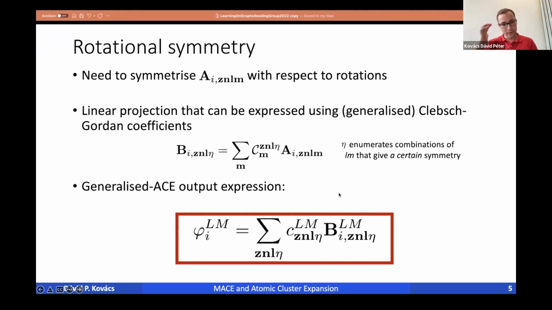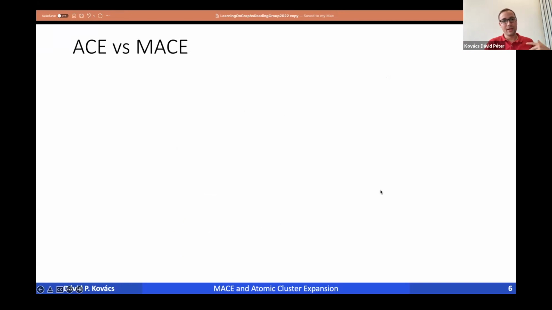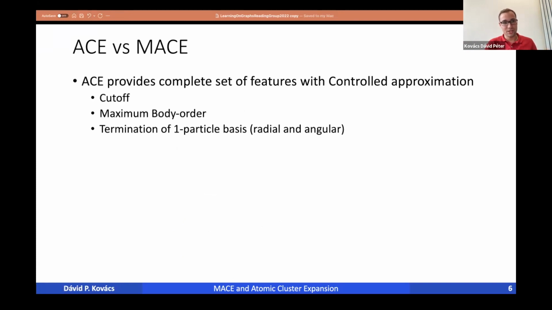And now we have to think, okay, what goes into this? So this is what we call a linear atomic cluster expansion, and this is what I did in the first year of my PhD, and it's pretty good. So you can actually fit models, but it's not as good as something like MACE. And the question is why? And what I really like in this atomic cluster expansion construction is that it provides a complete set of features with controlled approximation parameters.